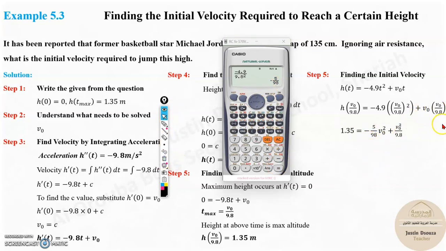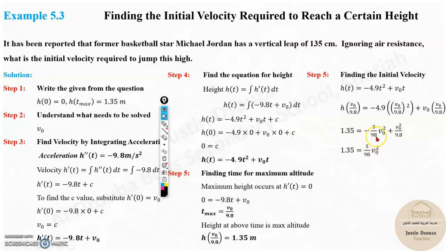Now over here, what is happening? V naught times V naught is V naught square. Look over here, the numerator also V naught becomes square and the numbers you can solve it. Now what is unknown? Only V naught. So add these both. Add negative 5 by 98 plus 1 by 9.8. So 5 by 98 is the answer. So over here you can get 5 by 98 V naught square.